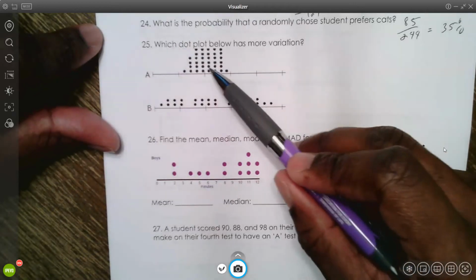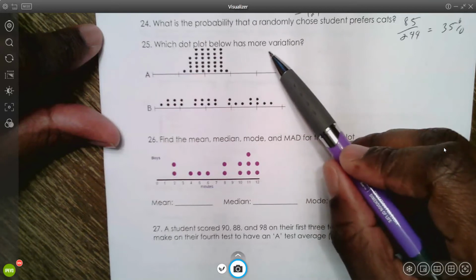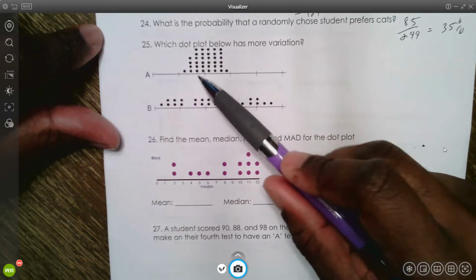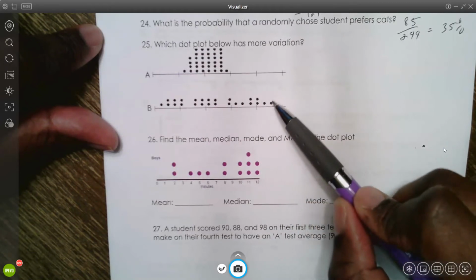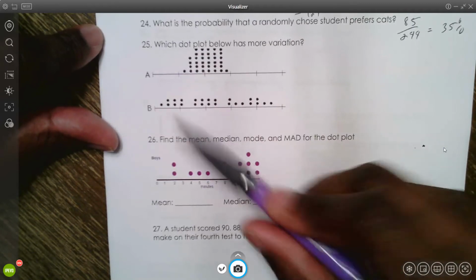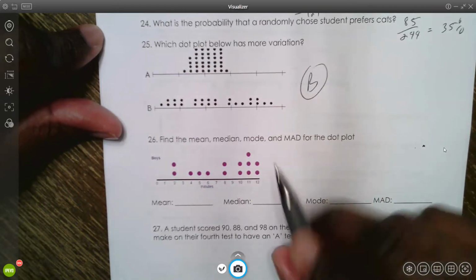All right, so number 25 says, which dot plot below has more variation? So this data is pretty tight together, and that data is a lot more spread out, as in varies. You got some people with really high numbers, and some people with really low numbers. So B is more spread out, so it has more variation.